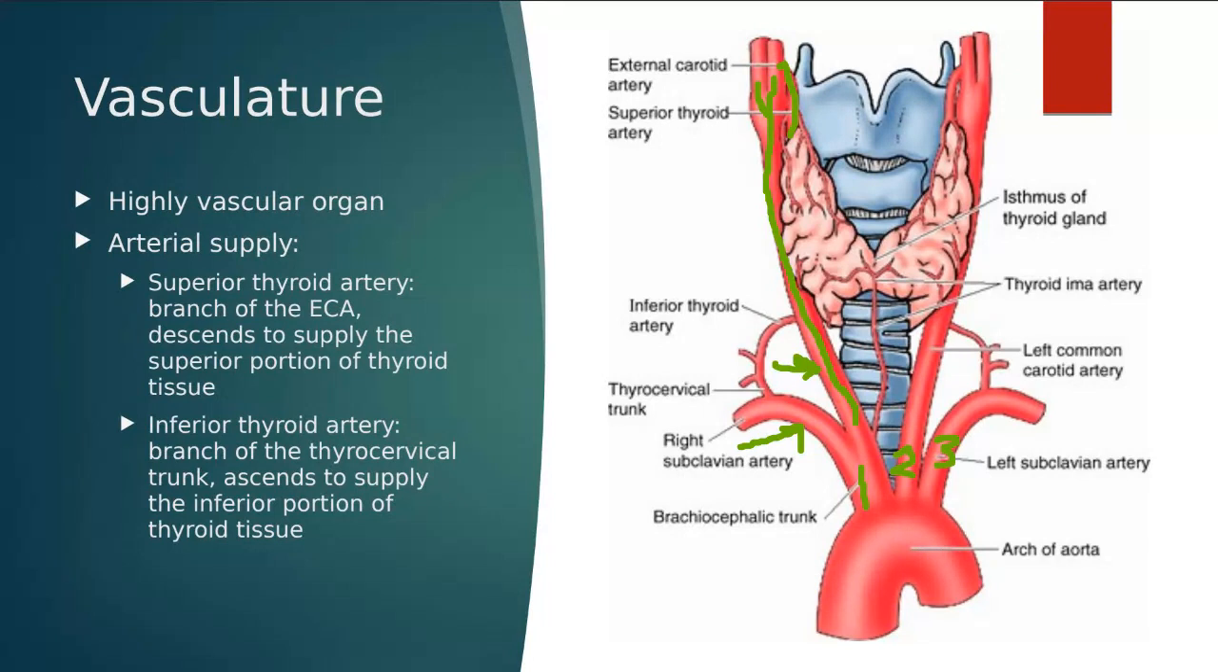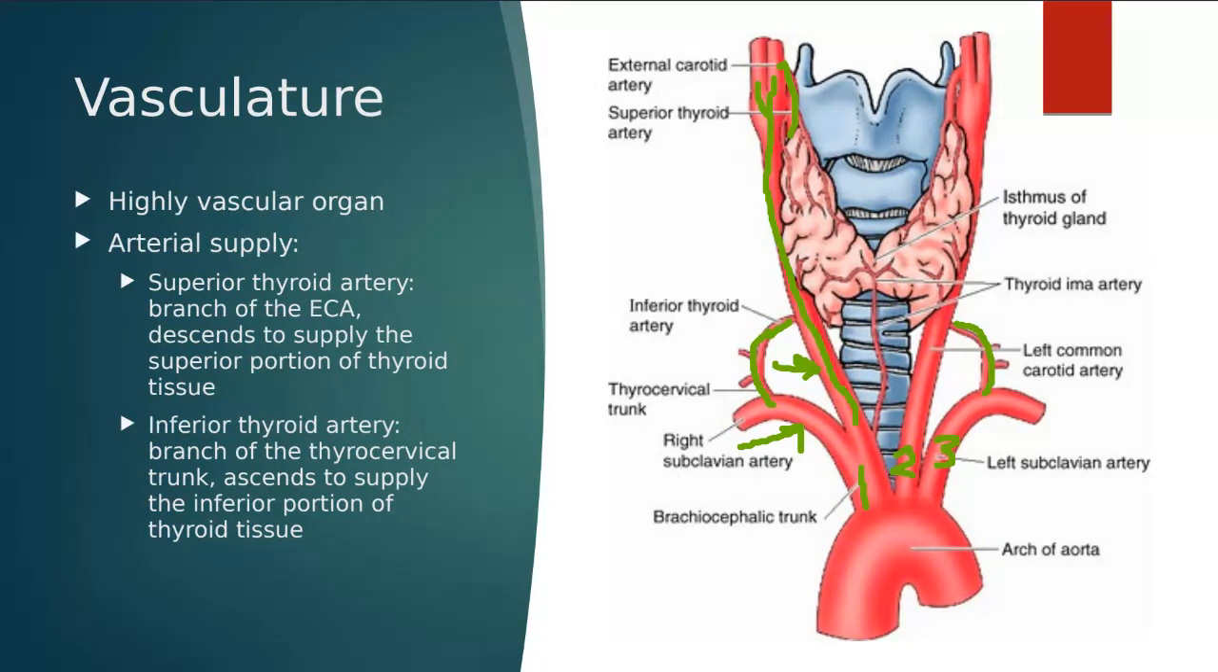So remember, on the right side, the subclavian is coming from the brachiocephalic trunk. And on the left side, the subclavian artery is coming directly off of that aortic arch. So here on the right side, we have our thyrocervical trunk coming right off of that subclavian artery. And same thing here on the left side. Now, these are going to travel upwards towards the inferior portion of that thyroid tissue. So the top half of the thyroid is getting supply from the superior thyroid artery, and then the bottom half of the thyroid is getting supply from the inferior thyroid artery.